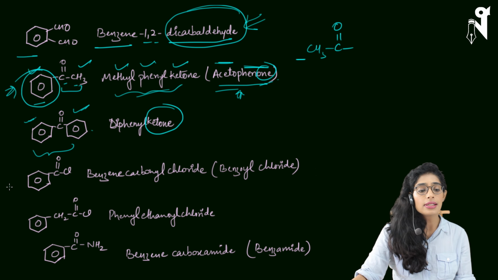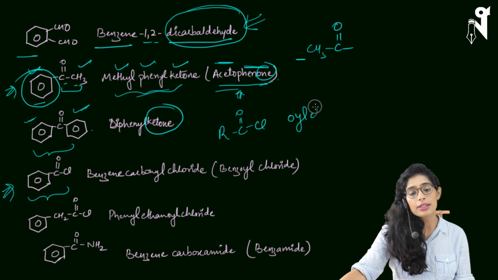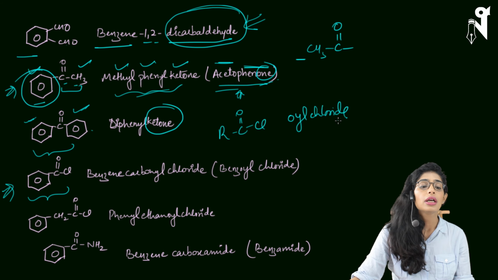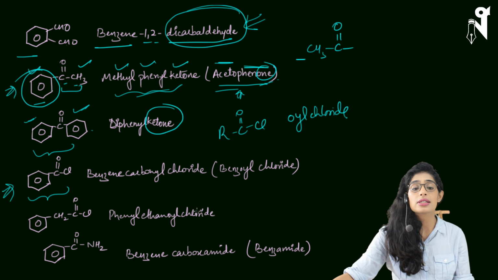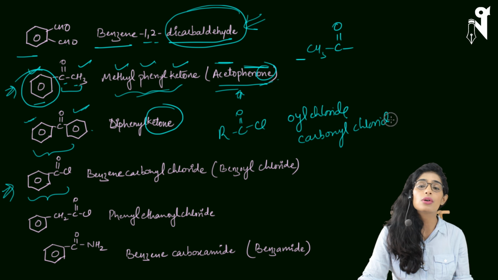Now come to the acid halides. In acid halides, we have RCOCl. How did we used to name it? We used to use oyl chloride as the suffix. But when you talk about the special cases, we used to call them carbonyl chloride because we never used to include their carbons in the main chain. So here also we'll be using the same term, benzene carbonyl chloride, to represent the acid chloride.